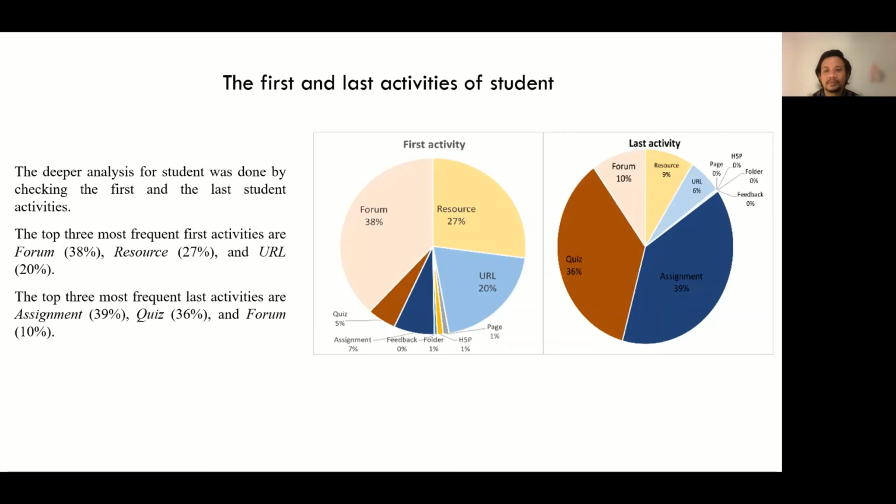Then, the top 3 most frequent last activities are assignment, quiz, and forum. This finding reflects the reality where most students access assignment, quiz, and forum at the end of their learning activity during the semester. It is also related to the fact that most lecturers give assignments or quizzes to assess student understanding at the end of the semester, or forum to discuss further topics in the learning activity.